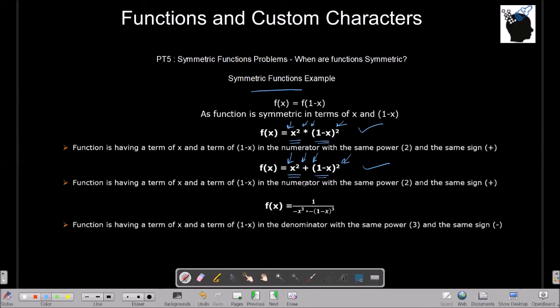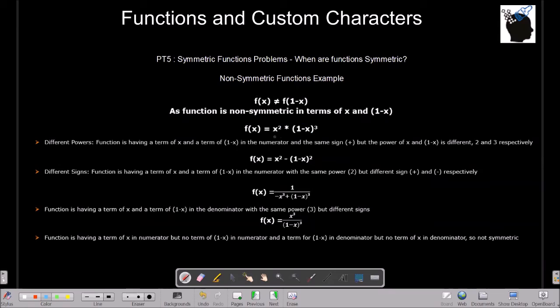Let's try the third one. F of x is equal to 1 divided by minus x cube multiplied by minus of 1 minus x whole cube. Here also I have x in the denominator and 1 minus x also in the denominator with the same sign, which is negative, and the same power, which is 3. So f of x is symmetric in terms of x and 1 minus x, and f of x will be equal to f of 1 minus x. Let's see some of the non-symmetric functions now.